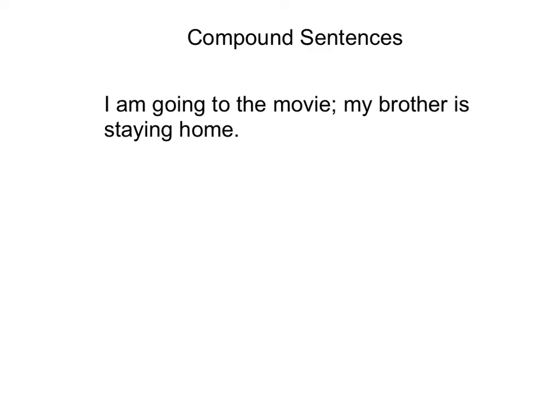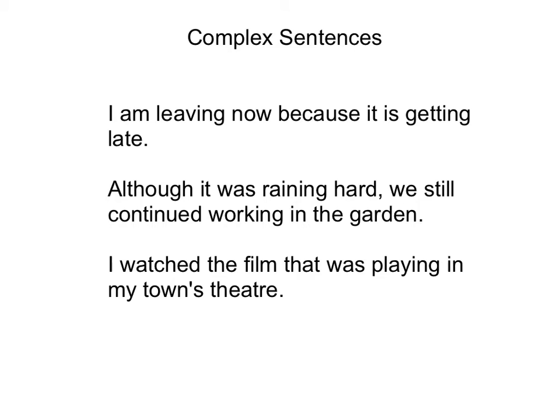Now the independent clauses that exist in compound sentences are not always connected with coordinating conjunctions. You can sometimes use a semicolon. Take a look here. I'm going to the movie; my brother is staying home. That's one sentence. It's got two main clauses in it and it's connected with a piece of punctuation, which is a semicolon. The final kind of sentence we're going to look at today is a complex sentence.